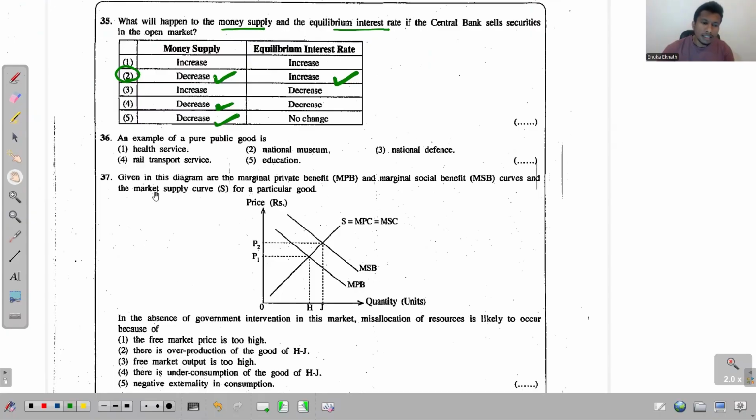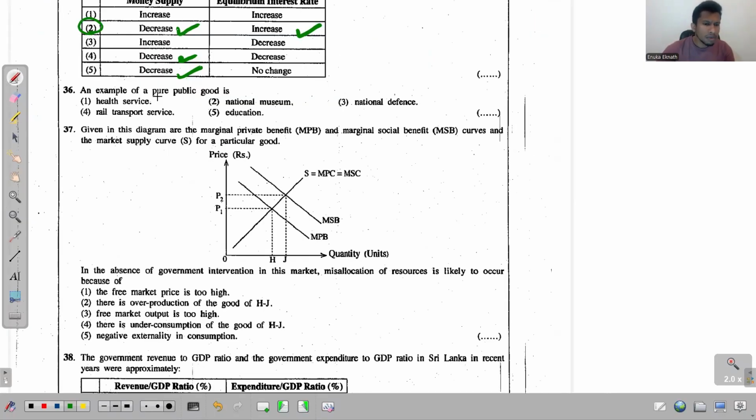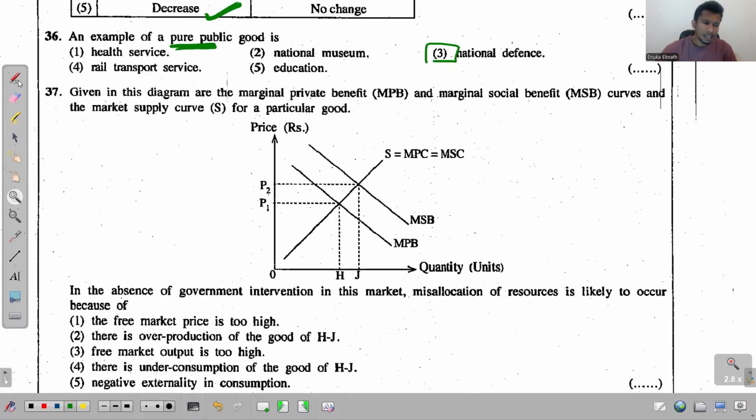Right. 36. An example of a pure public good is, okay, now we have received this same question, not the exact same thing, but a question on pure public good in almost all the past papers. So by now you should have understood this properly. The example for pure public good that is available here is national defense. Even we have written these same examples in our notebooks as well. So that's the obvious answer. Now look at this question 37.